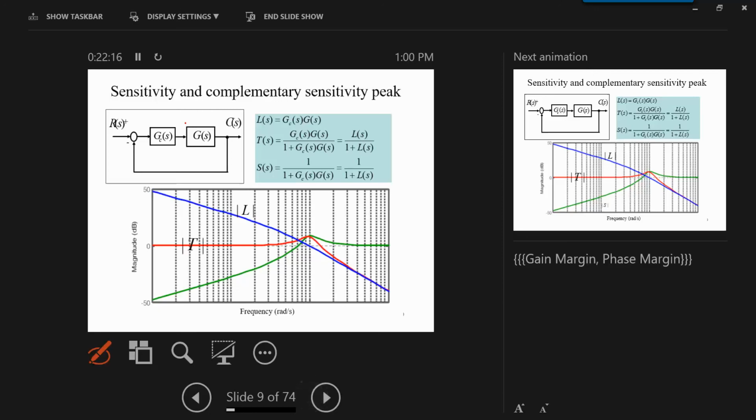Okay, so let us move on. Sir, what is the red line again? The red line is the closed loop transfer function. This is the minus 3 dB, and here we get what? What is this frequency here? Crossover. Omega bandwidth. So this is the minus 3 dB, where we get the bandwidth of the system.